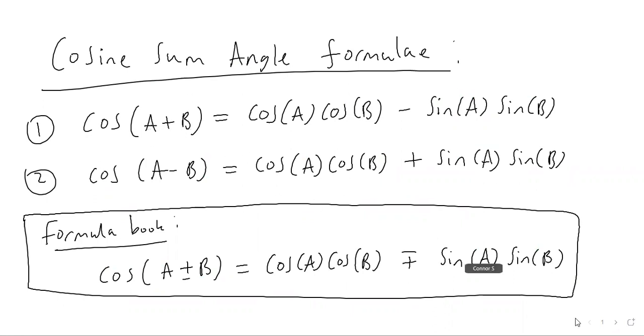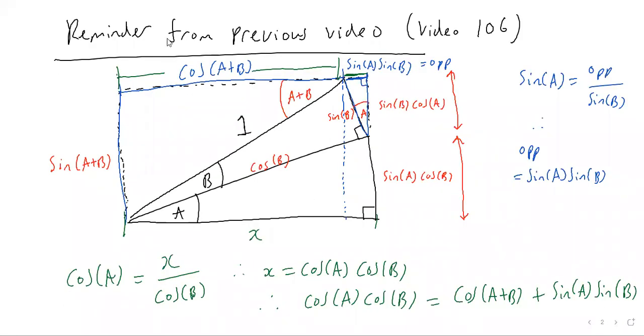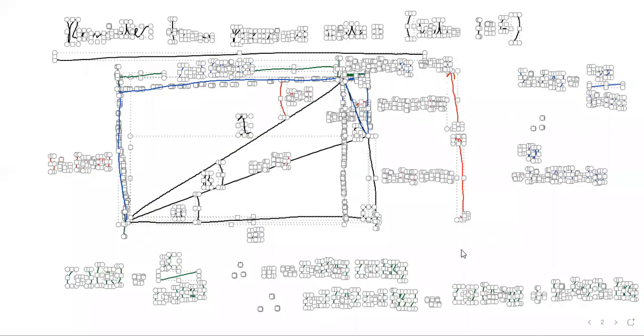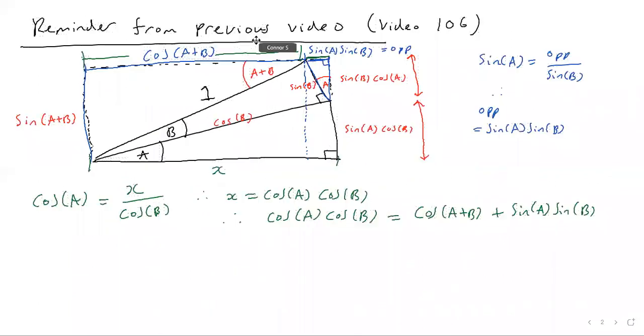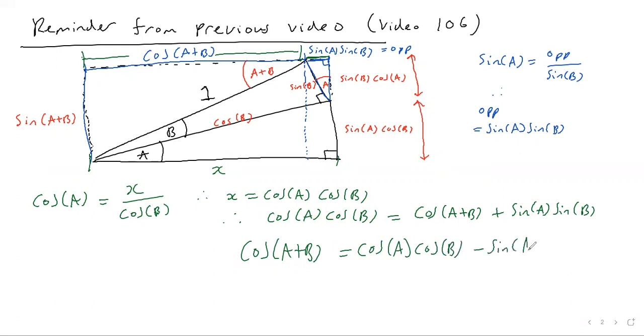So we want to make cos(A+B) the subject of our formula. So that means that cos(A+B) is equal to cos A times cos B, subtract sine A times sine B, by taking away this sine A times sine B from both sides of this equation.